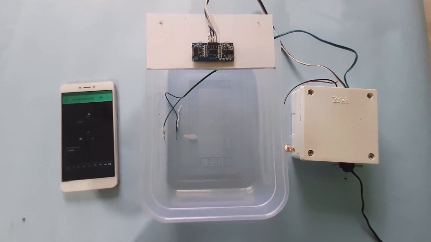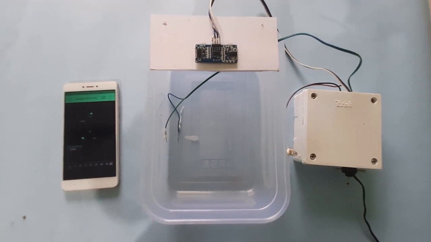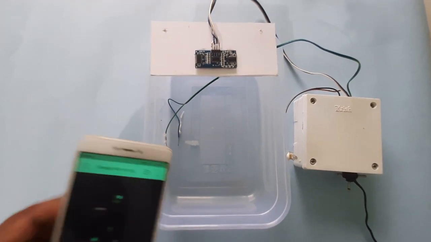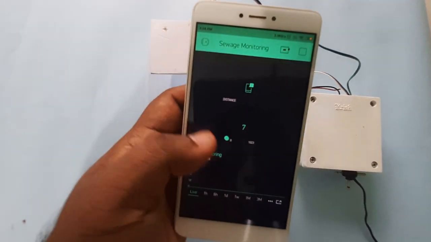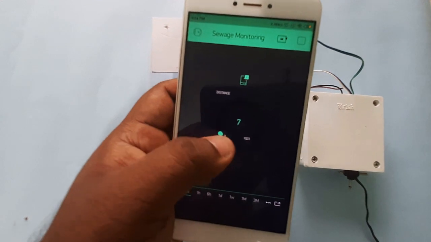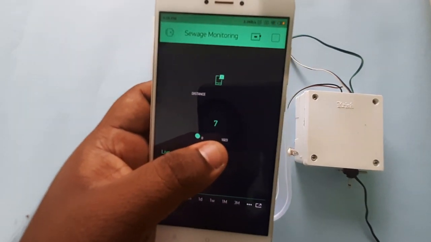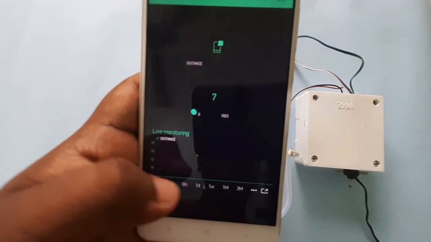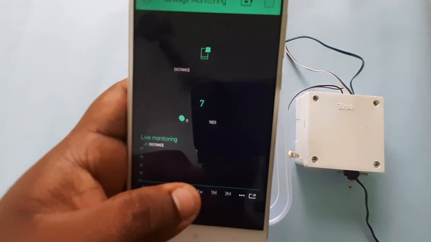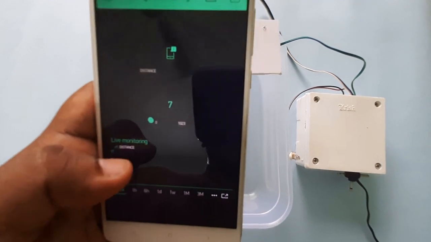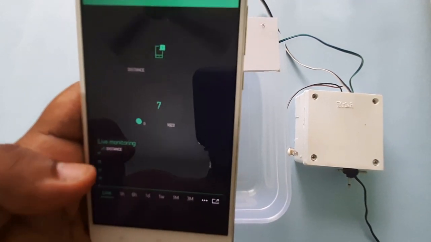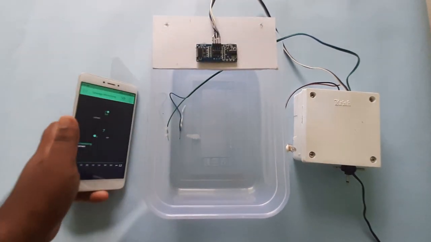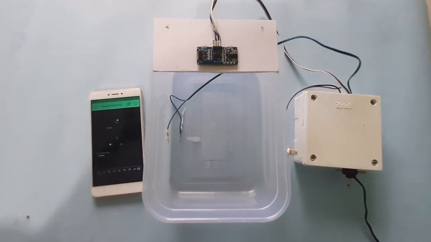First, switch on the power supply to the board. After switching on the power supply, we can see our NodeMCU is connected to the network, and here we can monitor the sewage status, like the distance from the ultrasonic sensor and live monitoring of the sewage. That means we can see the live real-time data of distance, which is the blockage status, using a graph. A real-time graph. So let us make a blockage here.